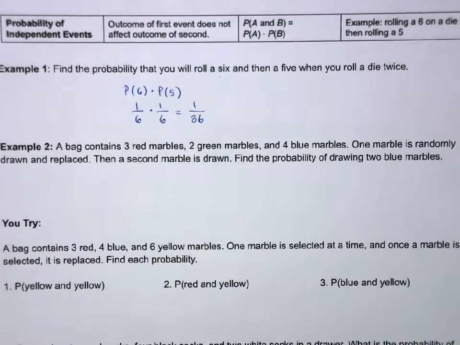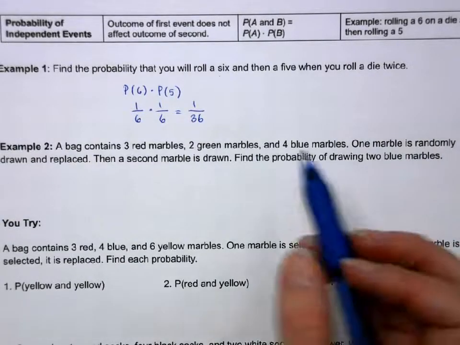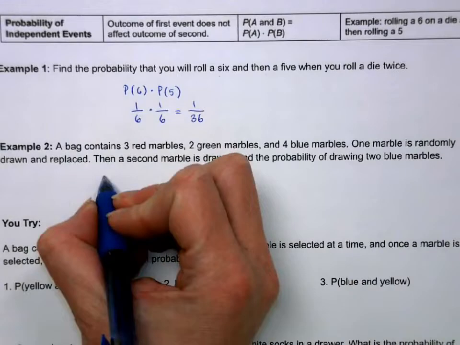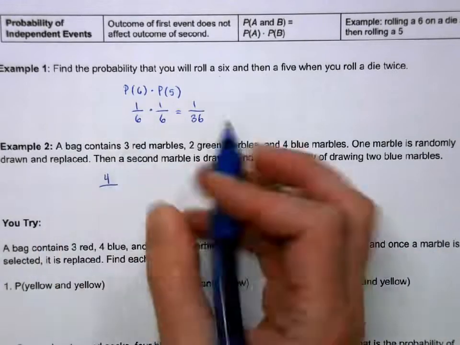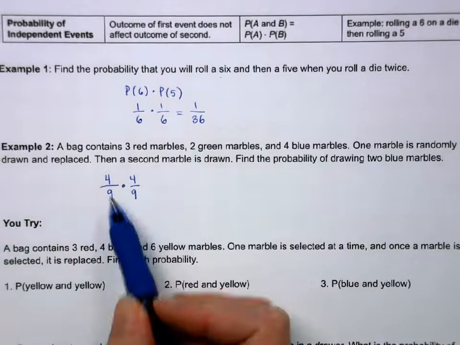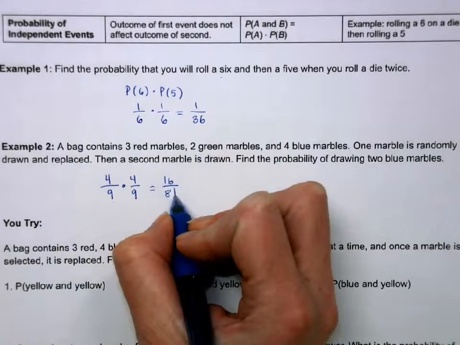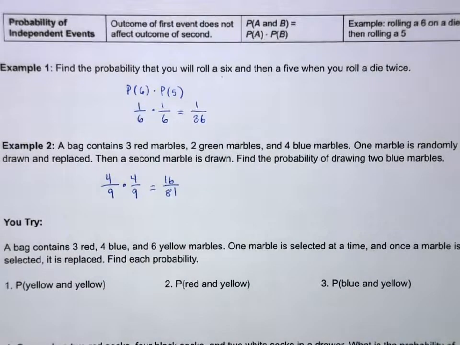Next example. A bag contains 3 red marbles, 2 green marbles, 4 blue marbles. 1 marble is randomly drawn and then replaced. The second marble is drawn. What is the probability of drawing 2 blue marbles? Well, we have 4 blue marbles out of a total of 9 if we add those up. So blue, then another blue is going to be 4/9 times 4/9, which is 16/81. And you can leave this as a fraction or certainly turn it into a percentage.